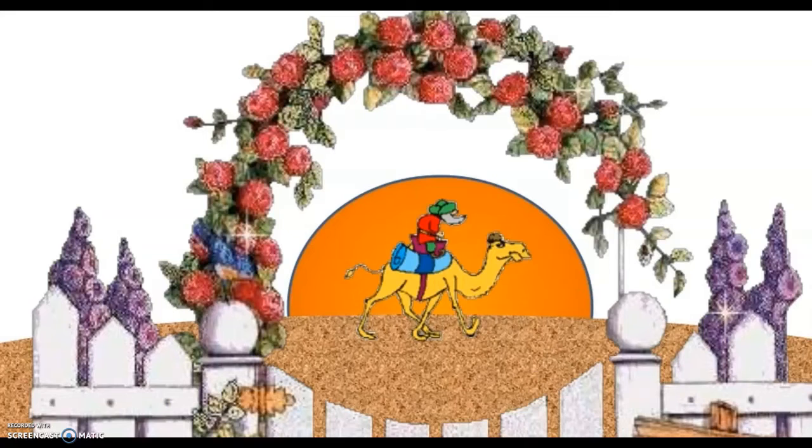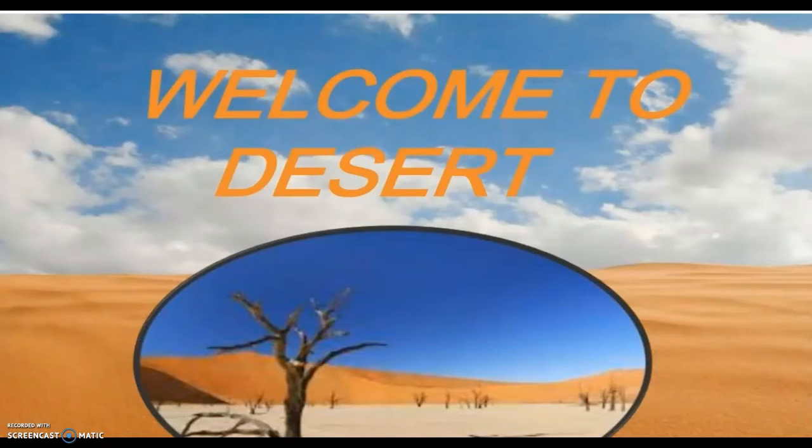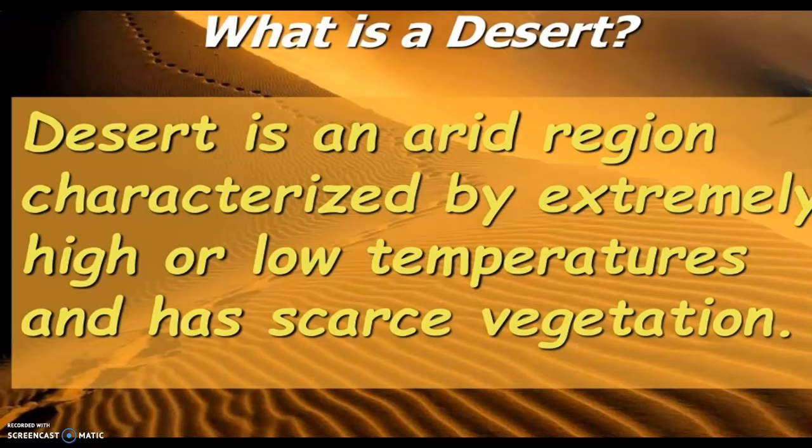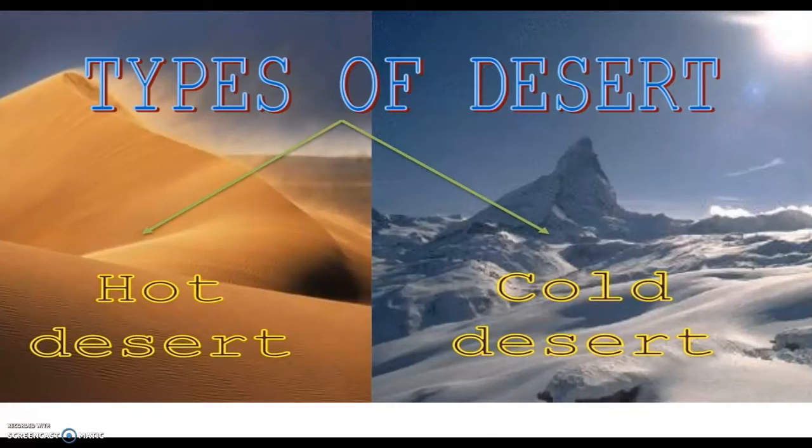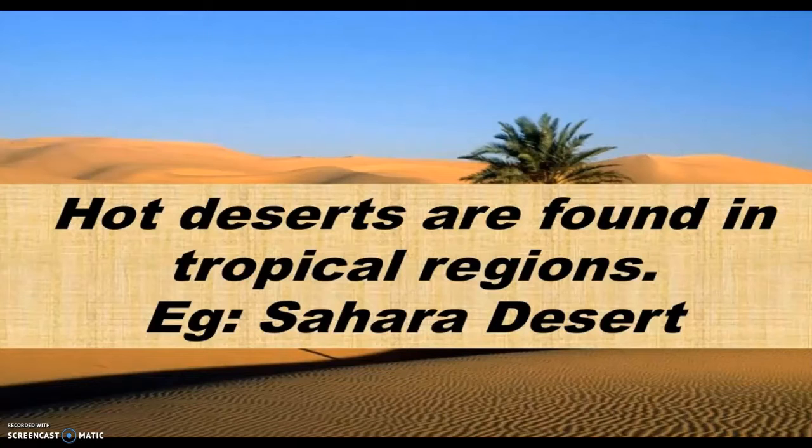Children, in the last class, we learned about desert. What do you mean by desert? A desert is an arid region characterized by extremely high or low temperatures and has scarce vegetation. Then what are the two different types of deserts? Yes, hot desert and cold desert. Tell me an example of hot desert. Yes, Sahara Desert, which is found in tropical regions.